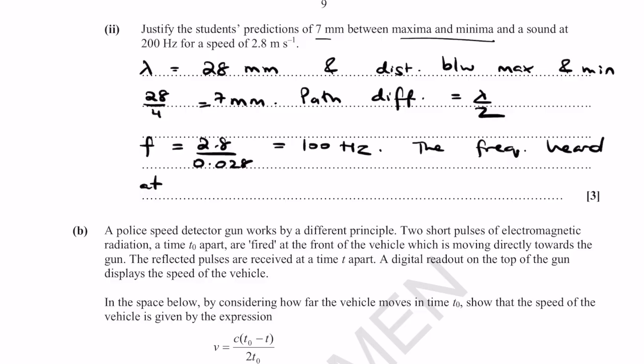at the speed of 2.8 meters per second. And because we can see that for the wavelength, if I do 28 over 2, which is 14 millimeters, so every 14 millimeters the frequency would basically be affected. Okay, so that's that. Let's move on to our next question, part B.